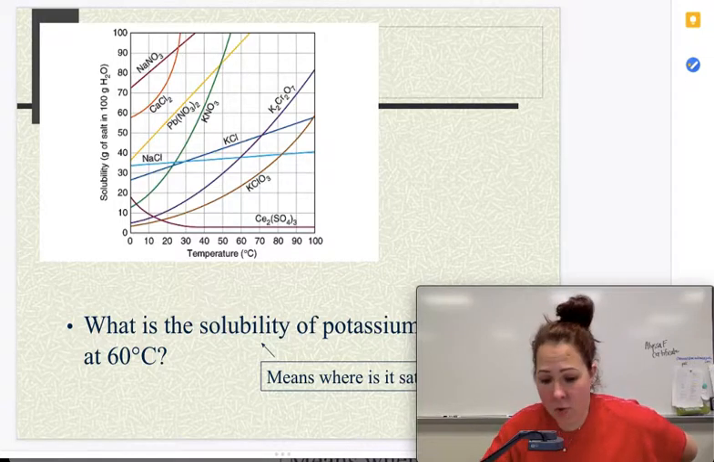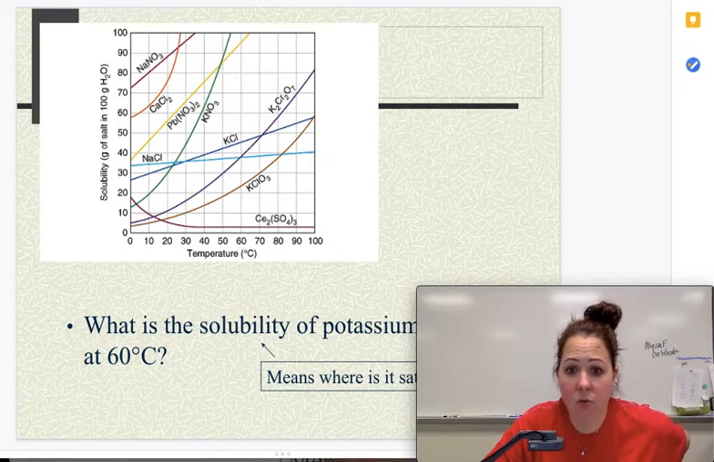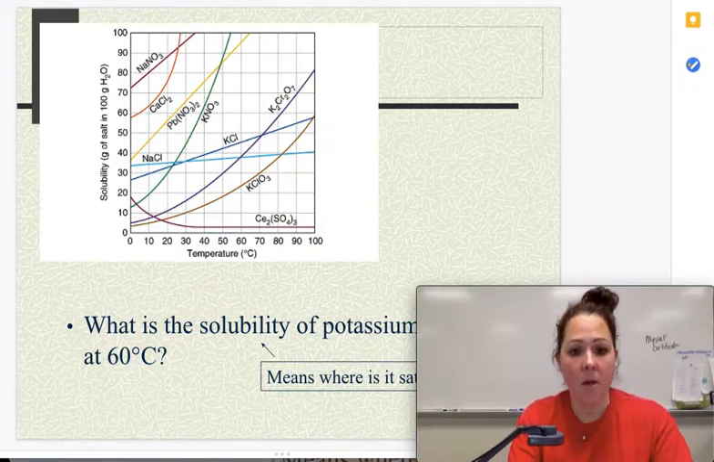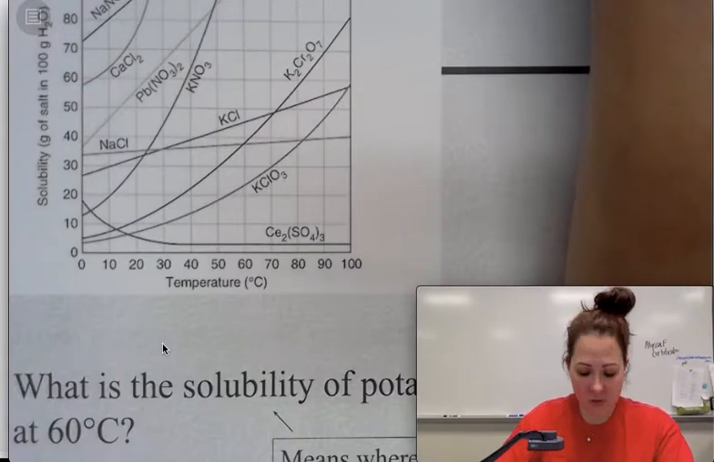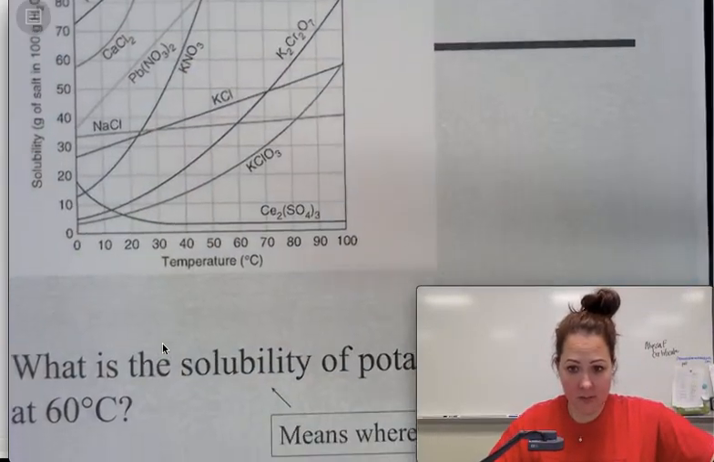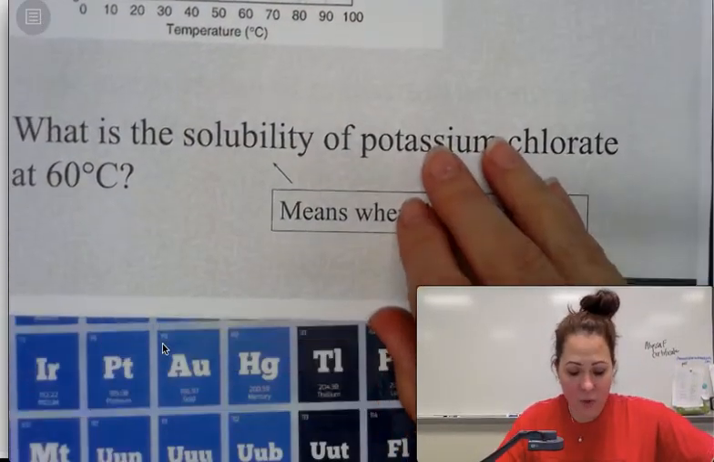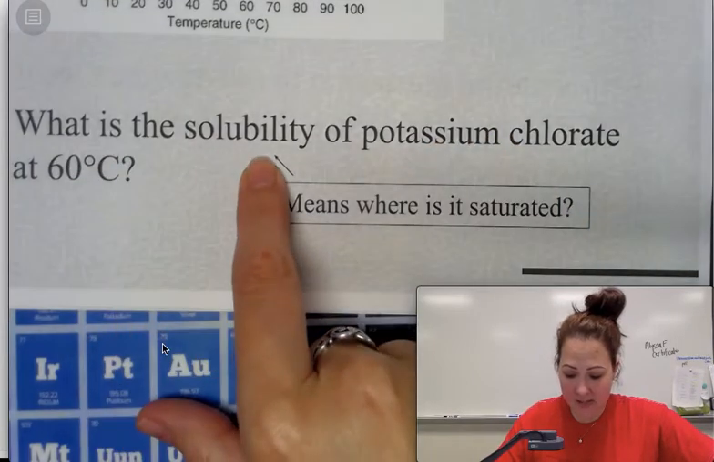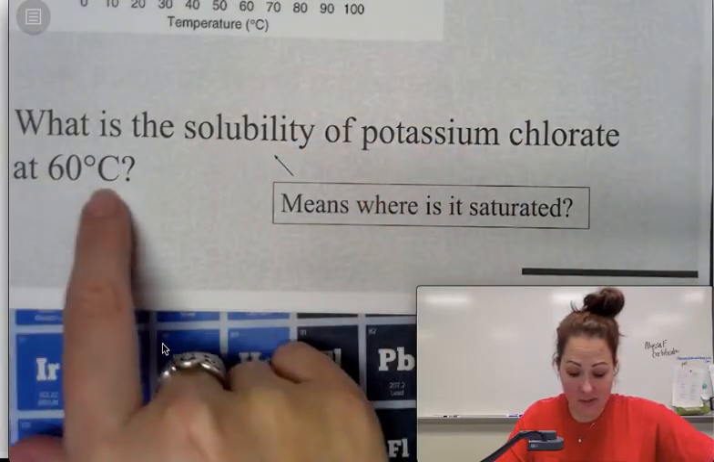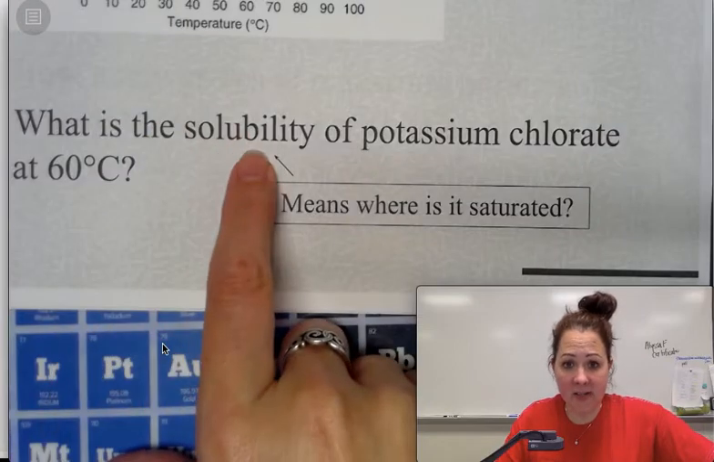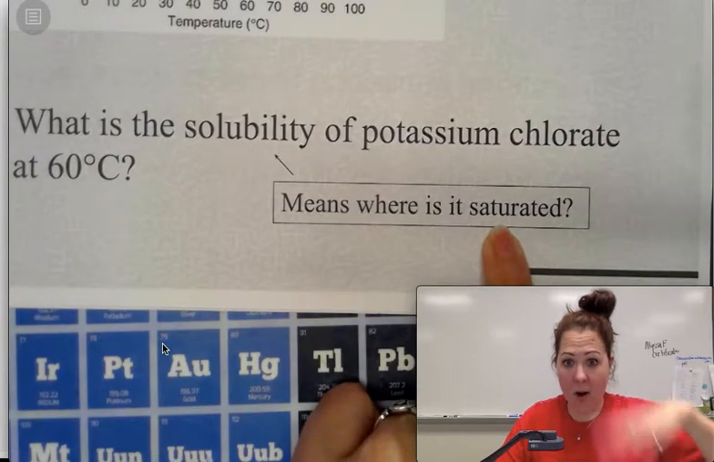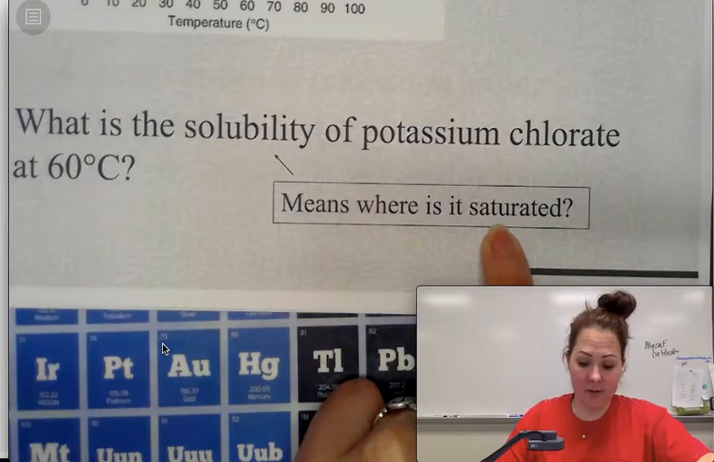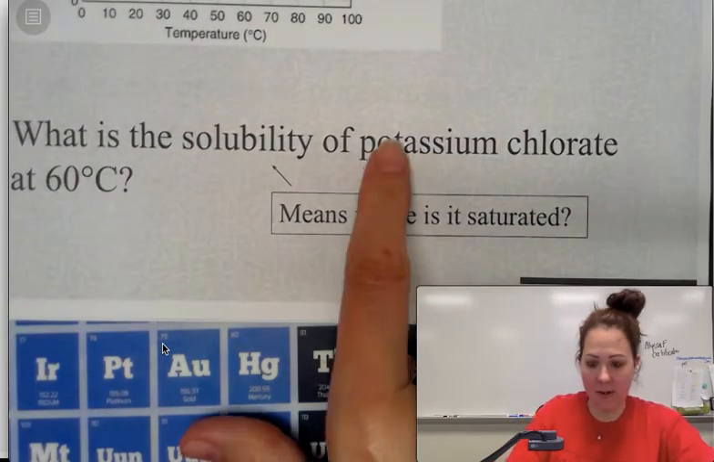I'm going to swap over to my document camera so you can actually see what I'm doing with the graph. This first question is kind of cut off, so let me move it up a little bit. It says, what is the solubility of potassium chlorate at 60 degrees Celsius? When it's asking for solubility, it just means where it is saturated. So I want to know where it is on the line at 60 degrees Celsius for potassium chlorate.